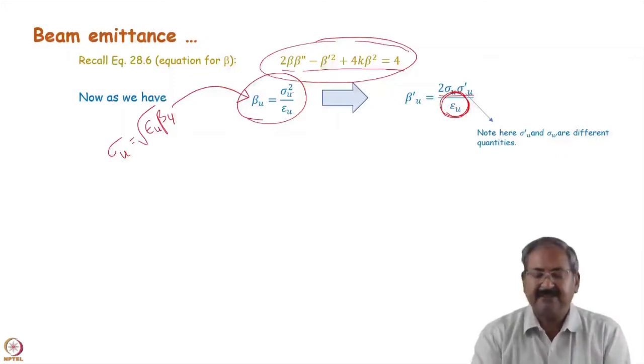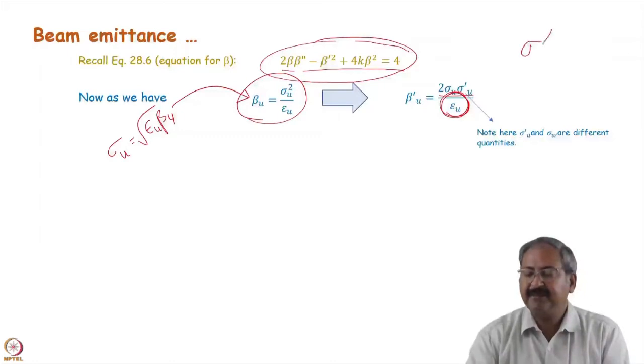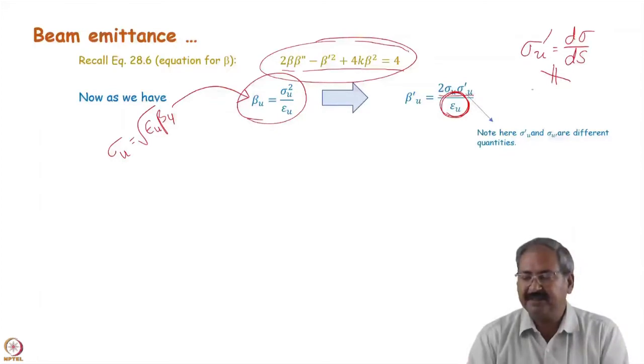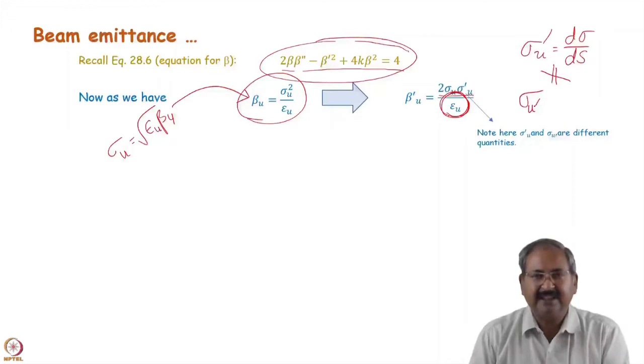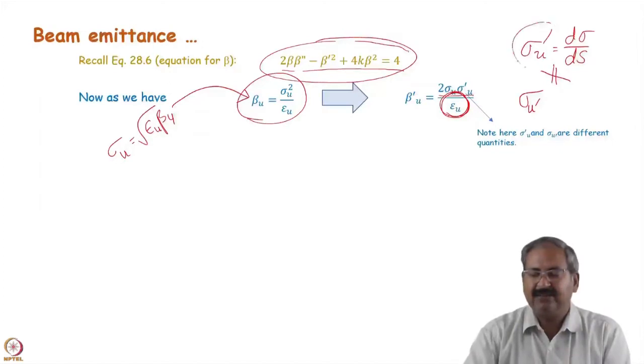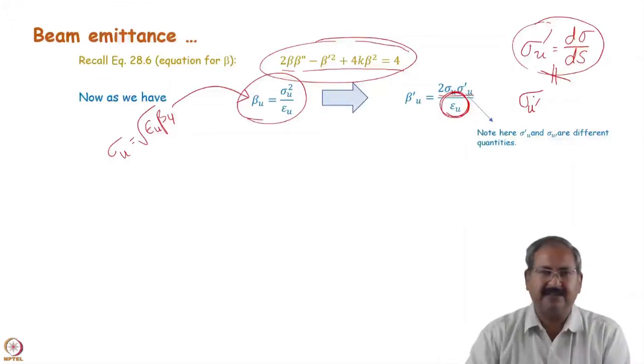Here you can see that when we differentiate sigma u, we get sigma prime u is equal to d sigma by ds. It is not equal to the sigma u prime which shows the beam divergence. Beam divergence is defined by sigma u prime, meaning the spread in the angles, and it shows you the derivative of beam size with respect to s. These two quantities are different, keep it in mind.